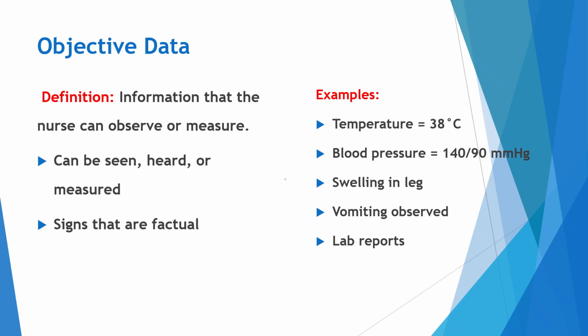Next is objective data. This is the information that the nurse can actually observe or measure. These are factual signs that we can see, hear, or record. For example, temperature being 38 degrees Celsius, blood pressure 140/90, swelling in the leg, vomiting that we can see, or lab reports. All these are objective data. So in simple terms, subjective means what the patient says, and objective means what the nurse sees or measures.